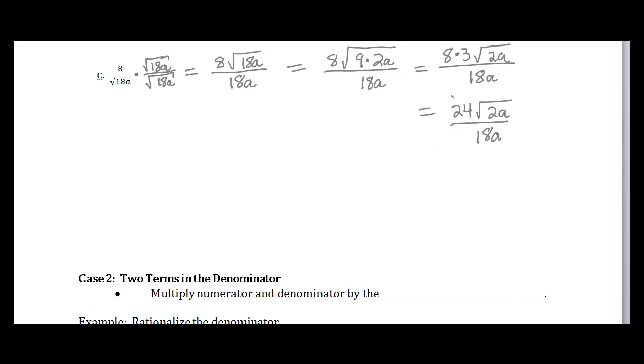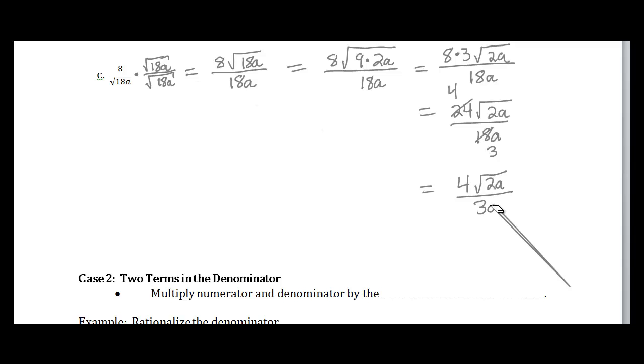And of course, 18 and 24 have a common factor of 6. 6 goes into 24 4 times. It goes into 18 3 times. So I get 4 square roots of 2a all over 3a.